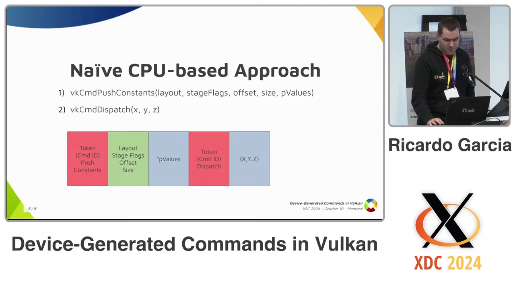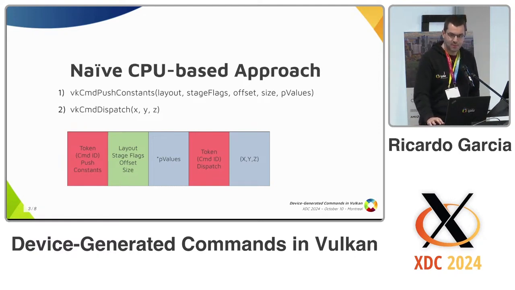So we can store a token number, or a command ID, or however you want to call it, to indicate that push constants come. Then we follow this with metadata about the command, which is the section in green, containing the layout, the stage flags, and the offset and size of the push constants. And finally, depending on the size, we store the push constant data, which is the first chunk in blue. And the dispatch is similar, only it doesn't need any metadata because we only want the dispatch dimensions. This is, okay, a naive idea.